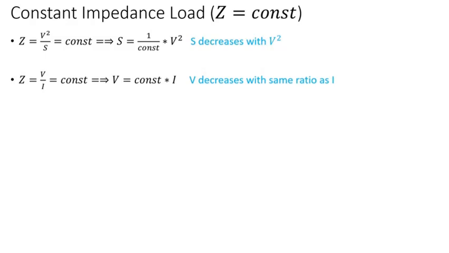Constant impedance. This is another way, where impedance is constant. Again, we know Z is V squared divided by S, and we hold that constant. So S decreases with the square of voltage in this case. Z is also V divided by I, constant. So V decreases with the same ratio as current. These are some important concepts to remember when you're talking about power flow. In the next video, I'll talk about the Gauss-Seidel methodology, then give a numerical example, then we'll talk about Newton-Raphson. Thank you.